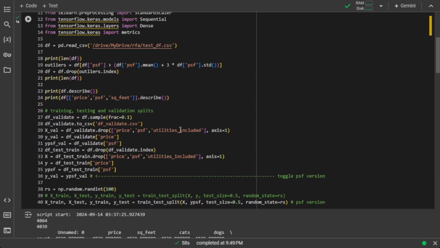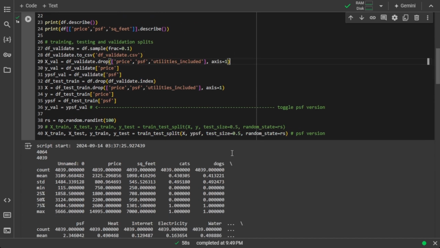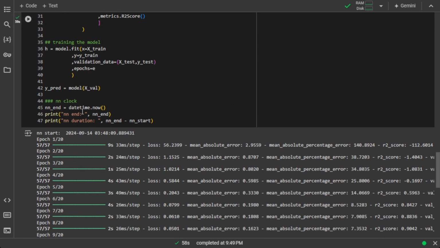Right here. df validate, yeah, okay, so these are the pure values. So these are the values that the model has never seen, okay? So they were cut from the population before the model started looking at the data, okay? So that's what that is.